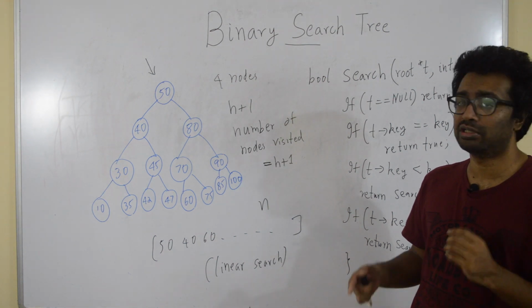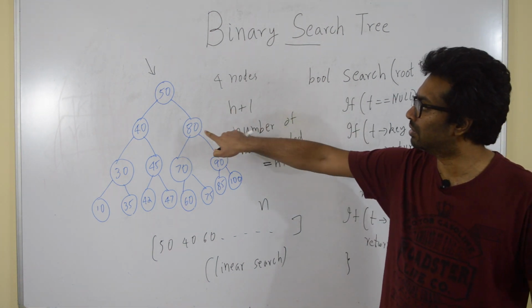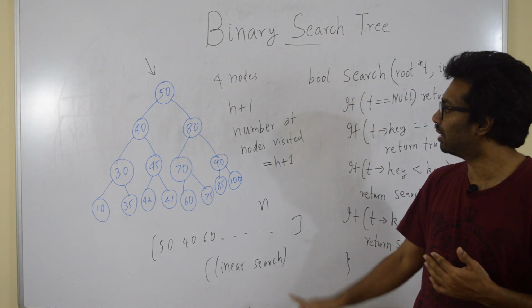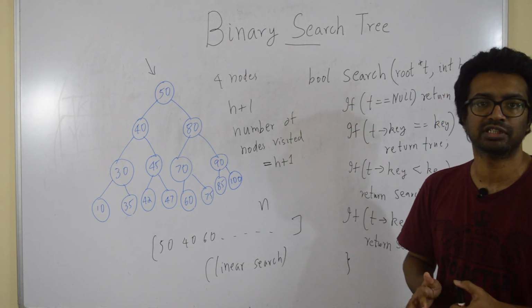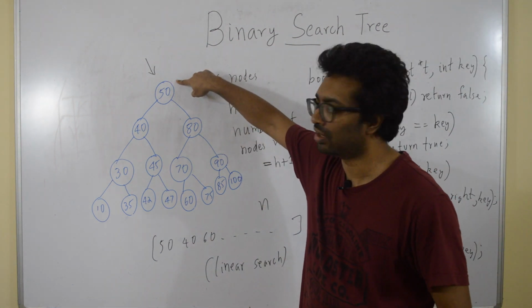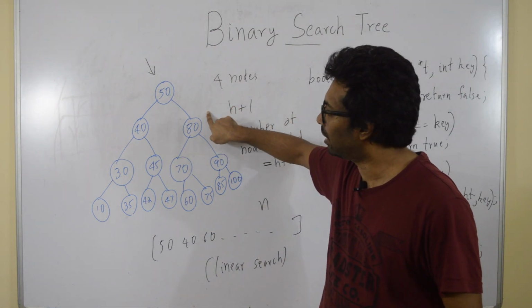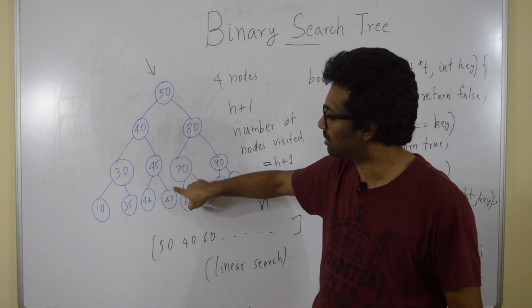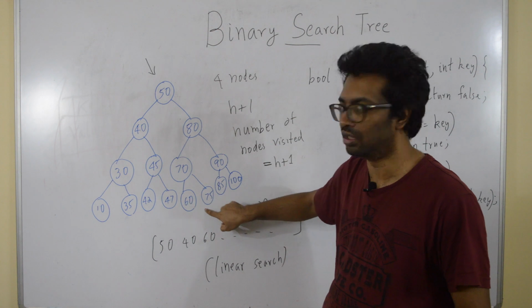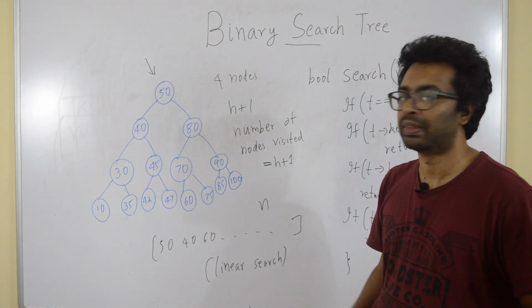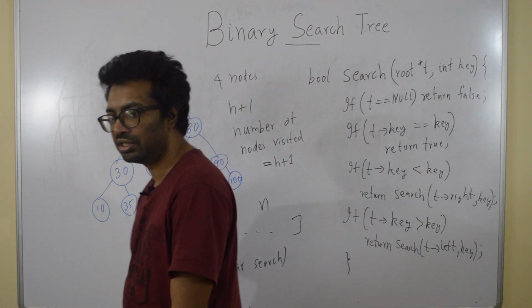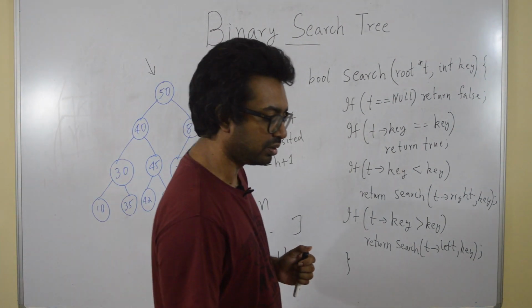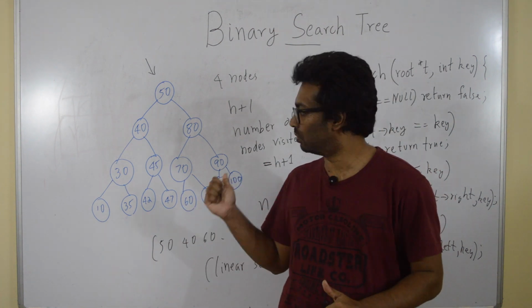On the other hand, if a number is not there in this binary search tree, how many searches do I have to do? Again, only h plus 1. Let's say I'm searching for 65. 50: 65 is greater, come here. 80: 65 is lesser, come here. 70: 65 is lesser, come here. It's greater than 60, go there. There's nothing there, so 65 is not in this tree. How many nodes did I search? 4, right? Again, h plus 1. So in a binary search tree, I have to do only h plus 1 searches.